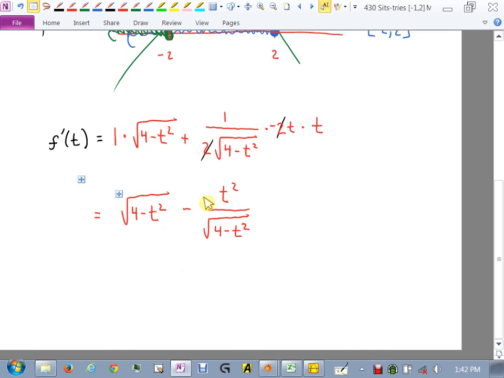May I proceed with this one? Okay. I'm keeping in mind that I'm going to set this to 0. So I'm going to continue to simplify this by going ahead and getting a common denominator here now. May as well do it now. I write that one over 1. My common denominator is root 4 minus t squared. So I need to introduce it on the top and bottom here, right?